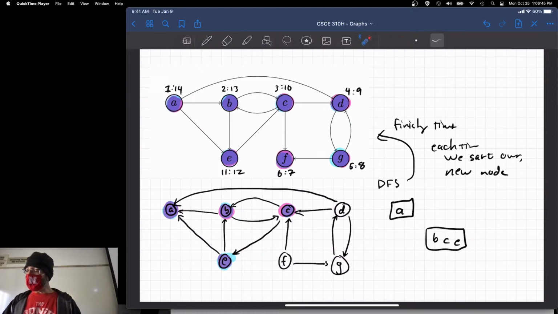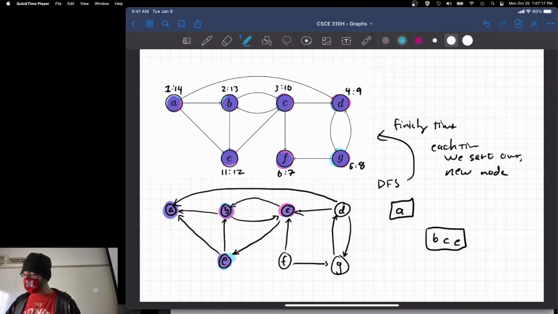Now look at the original graph. From B, I can get to C. From C, I can get back to B. So those are strongly connected. B goes to E, E goes to C, C goes to B, right? So B can go to C, and C can eventually get back to B, right? Take any two combinations out of this strongly connected component, and you can find a path between them. All right, next. Where do we start next?